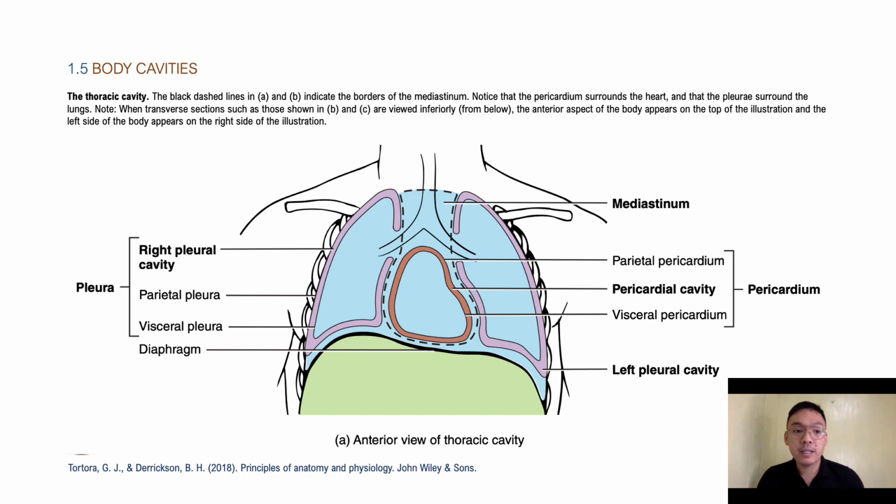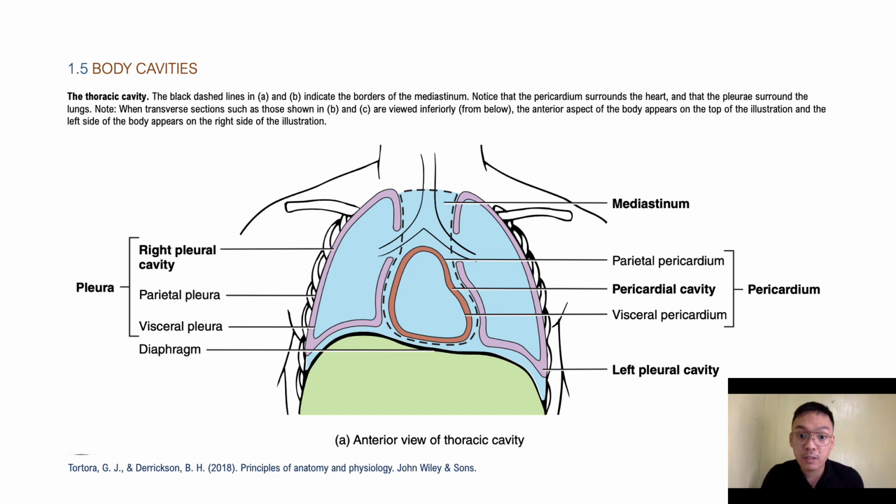Now we are looking at your anatomical body cavities. For anatomical position is front. Okay, the thoracic cavity here are the black dashed lines in A and the next portion in B, which is describing the borders of your mediastinum. Note that the pericardium surrounds the heart and that the pleura surrounds the lungs. Okay, you will notice here this pericardial cavity in orange, the parietal pericardium, and the visceral pericardium are all part of or surrounding the heart.